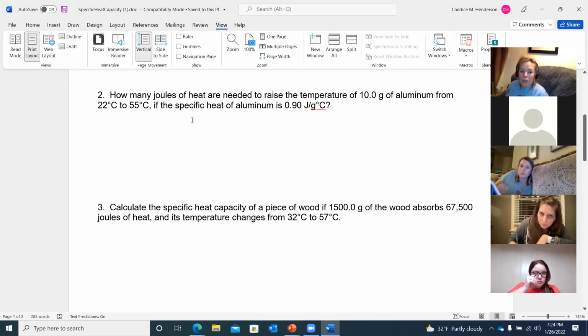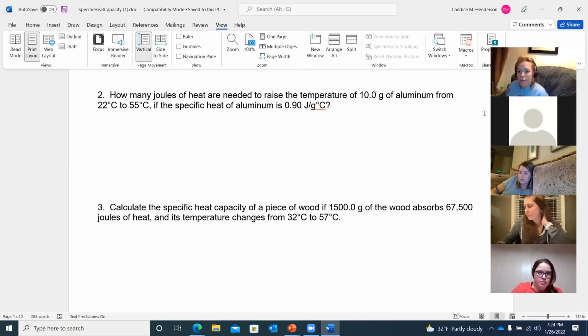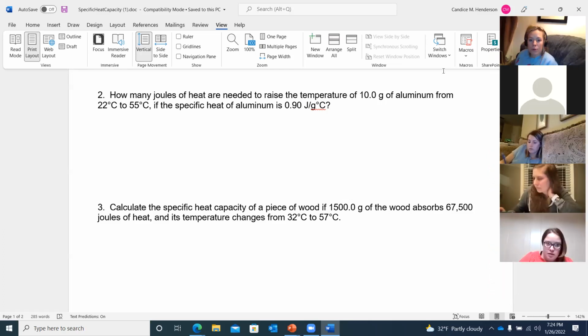Number 3, calculate the specific heat capacity. This one's a little bit different. It's wanting specific heat capacity, so you're going to have to isolate variables. I'm going to give you all 5 minutes to work through both of those, and then we'll come back together and go over them.